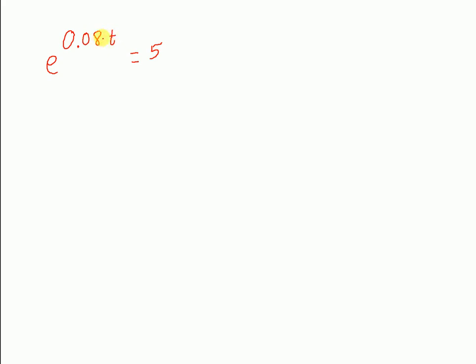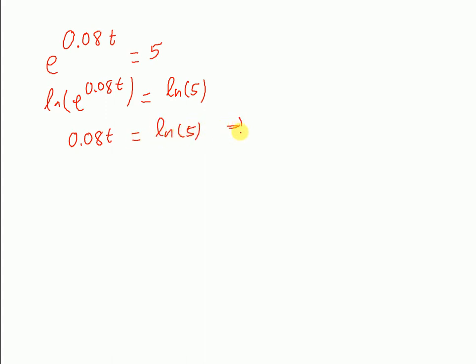In order to solve for t, take ln on both sides. ln e to the 0.08t, ln of 5, ln of e is cancelled, so we have 0.08t equal ln of 5. So solving for t gives you ln of 5 divided by 0.08. That will give you about 20.12 days.